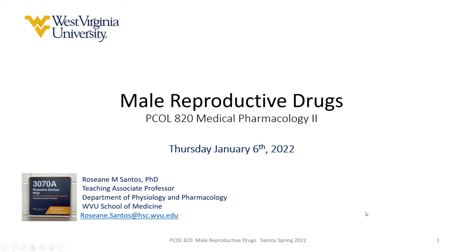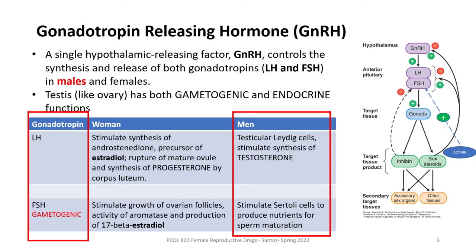Well, giving continuation to our endocrine reproductive drugs, let's move to the male reproductive drugs topic. This time is going to be easier because many of the drugs we've seen in the previous topic are going to be repeated here. Starting with the slide showing again that the gonadotropin releasing hormone secreted by the hypothalamus is the only hormone responsible for the control of the release and synthesis of LH and FSH by the anterior pituitary.